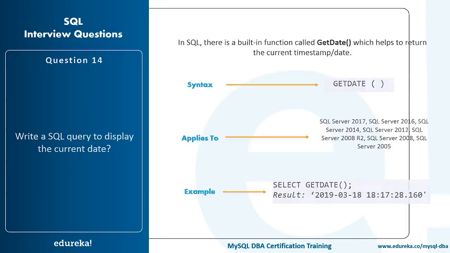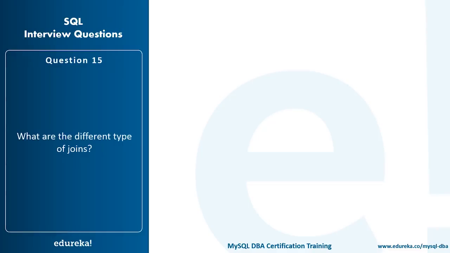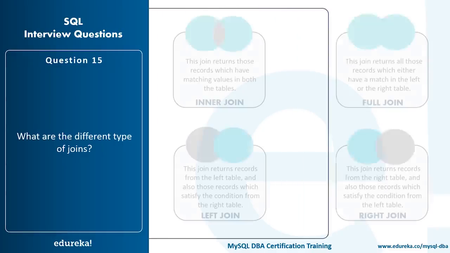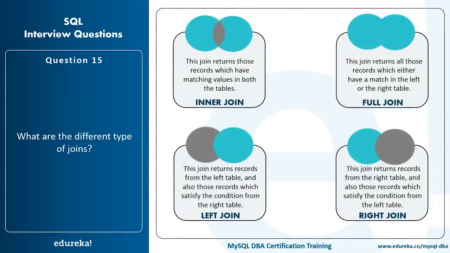Now, moving forward to the next question: what are the different types of joins? As I mentioned before, there are mainly 4 types of joins that you need to talk about: the inner join, the full join, the left join, and the right join. The inner join returns those records which have matching values in both tables. Consider 2 tables, table A and table B. When you apply the inner join on both of these tables, the output would be all those records which have matching values in both table A and table B.